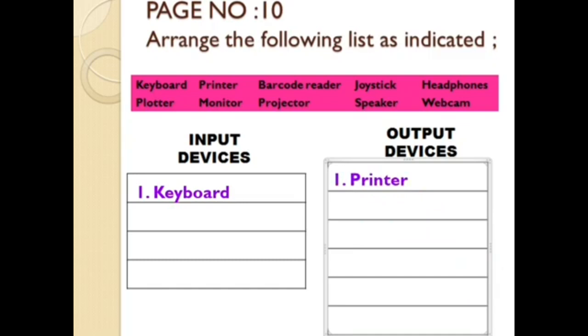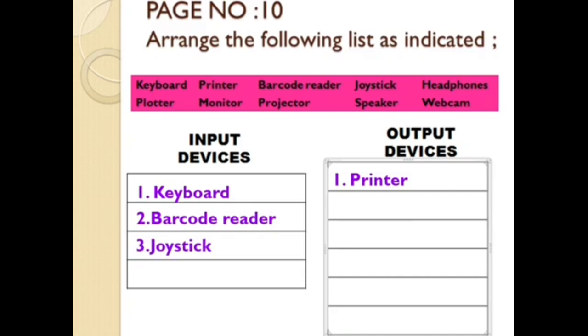The next one is barcode reader. It will identify what is the product and all. So it will scan the product. It has vertical and horizontal lines, vertical bars are there. While scanning we can know what is the product name, how much quantity and all. So it is also an input device. The next one is joystick. Joystick is for playing games. So you have to give which side you have to move. So it is also an input device.